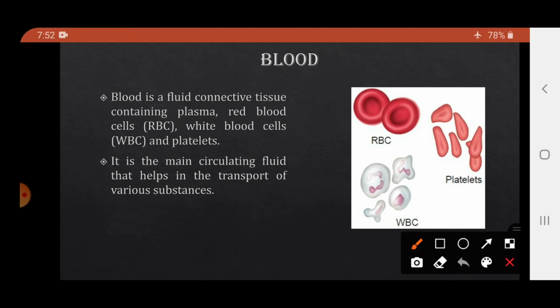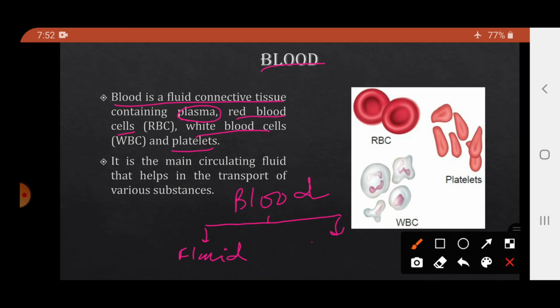Now the next type of connective tissue is blood. Blood is a fluid connective tissue which consists of the fluid part called plasma and the cellular part, which consists of red blood cells, white blood cells and platelets. Here we will not study blood in detail in 11th standard; in 12th standard you will study blood in detail. So blood has two parts: one is the fluid part and another is the cellular part. The fluid part of the blood is called plasma. And how many types of cells are there? Three types: RBCs, platelets and WBCs.